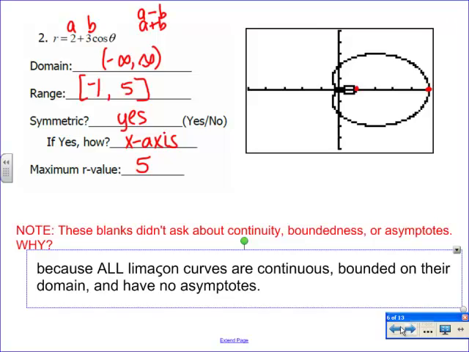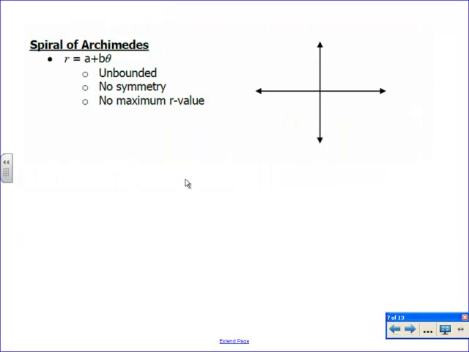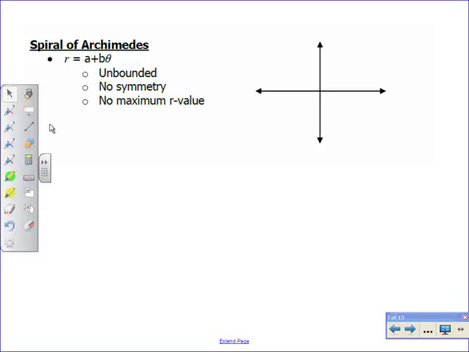One last little thing I just want to quickly introduce to you is the spiral of Archimedes. And it's not one that we're really going to focus on, but it's a fun one, and that's why I wanted to show it to you. The spiral of Archimedes is in the general form R equals A plus B theta. So you'll notice that this equation no longer has a sine or cosine value as part of it. It's just all about the R and the theta.